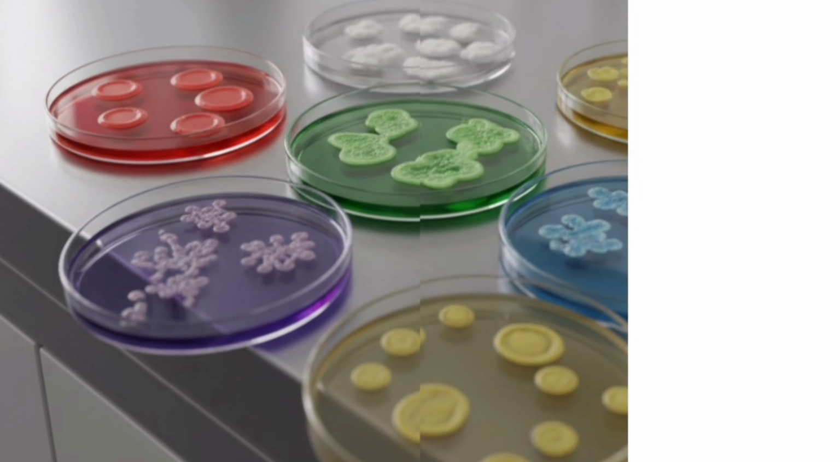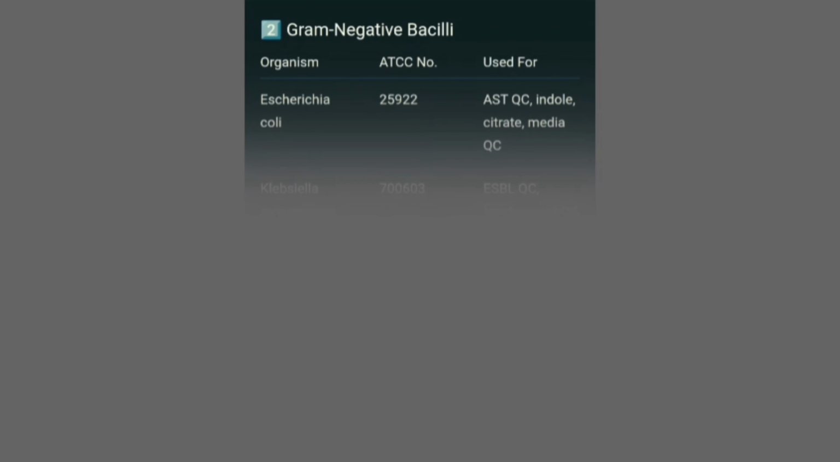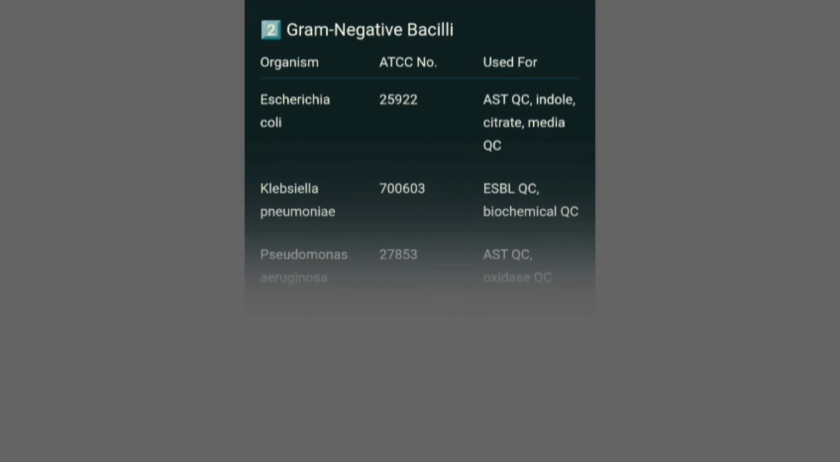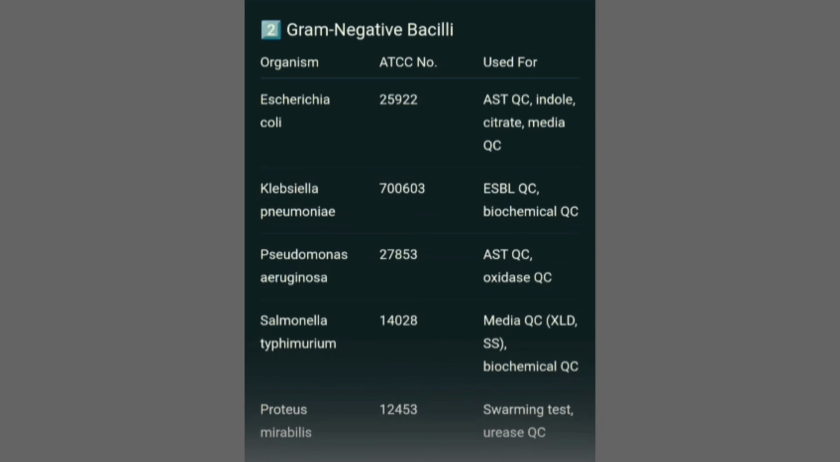The next category is gram-negative bacilli. The organisms include E. coli, Klebsiella pneumoniae, Pseudomonas aeruginosa, Salmonella typhimurium, and Proteus mirabilis. E. coli is used for antibiotic sensitivity QC, and indole and citrate QC, Klebsiella pneumoniae for biochemical QC, and Pseudomonas aeruginosa for antibiotic sensitivity QC and oxidase QC. The biochemical QC and the media QC, especially XLD, can be performed using Salmonella typhimurium. Proteus mirabilis plays a vital role in the swarming test and urease QC.